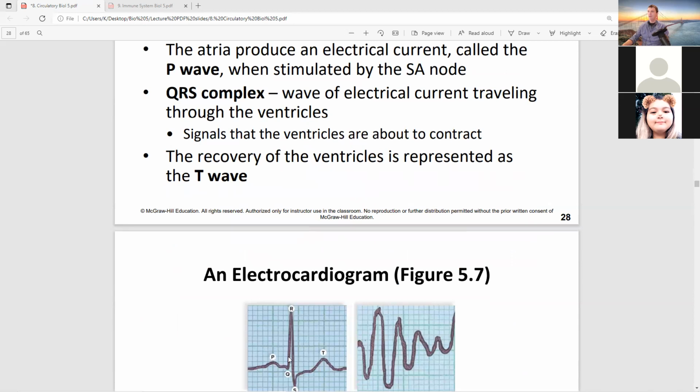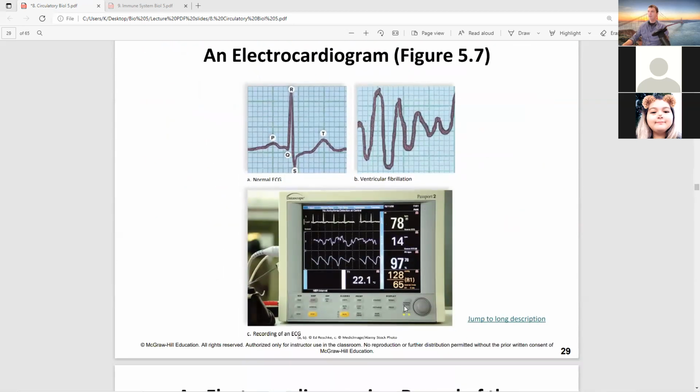So here's an image of the P wave from the atria, and then the QRS wave through the ventricles, and then the recovery of the ventricles in that T wave. And so if you look at an image here of an ECG, you can see multiple heartbeats over time through this grid, and then you can get beats per minute. So for example, this is 78 beats per minute.